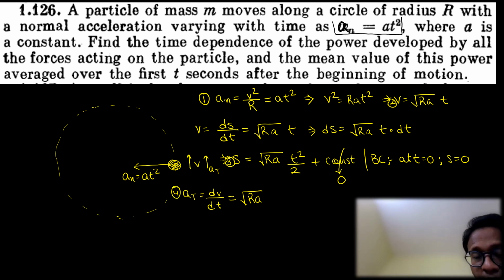Now in the question, what is being asked is the power developed by forces acting on the particle, and the mean value of this power averaged over the first t seconds from the beginning of motion. So two things are being asked. First is the instantaneous power, and second is the average power. One thing you must know here: in circular motion, only the tangential force does some work.